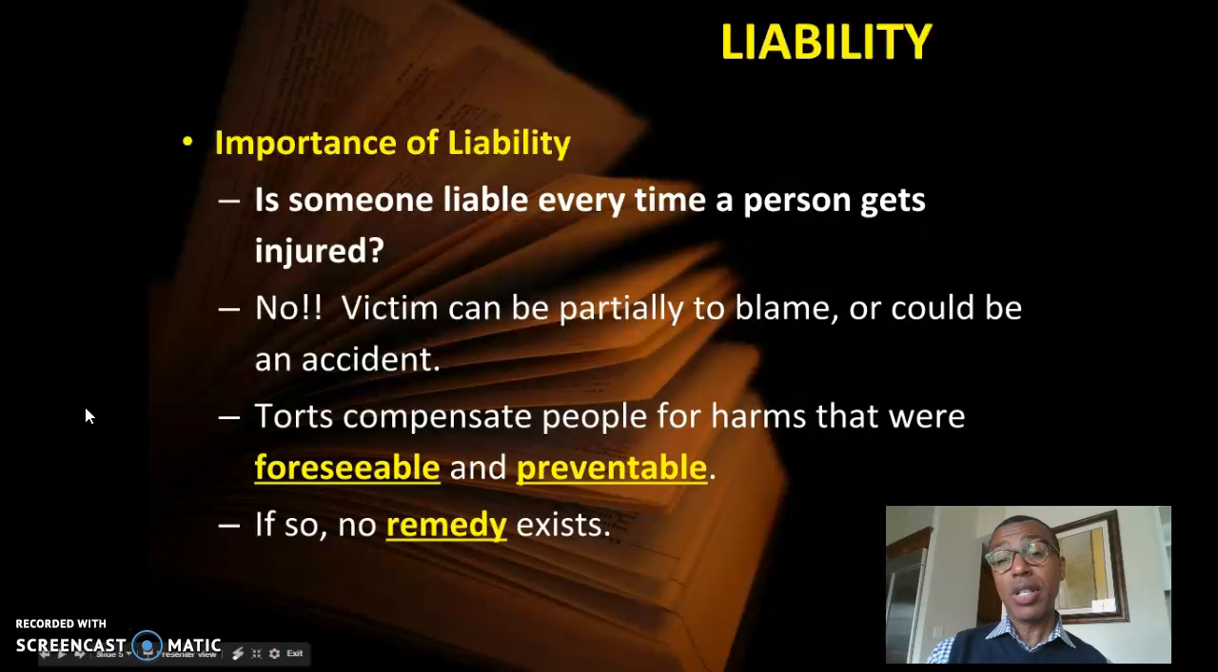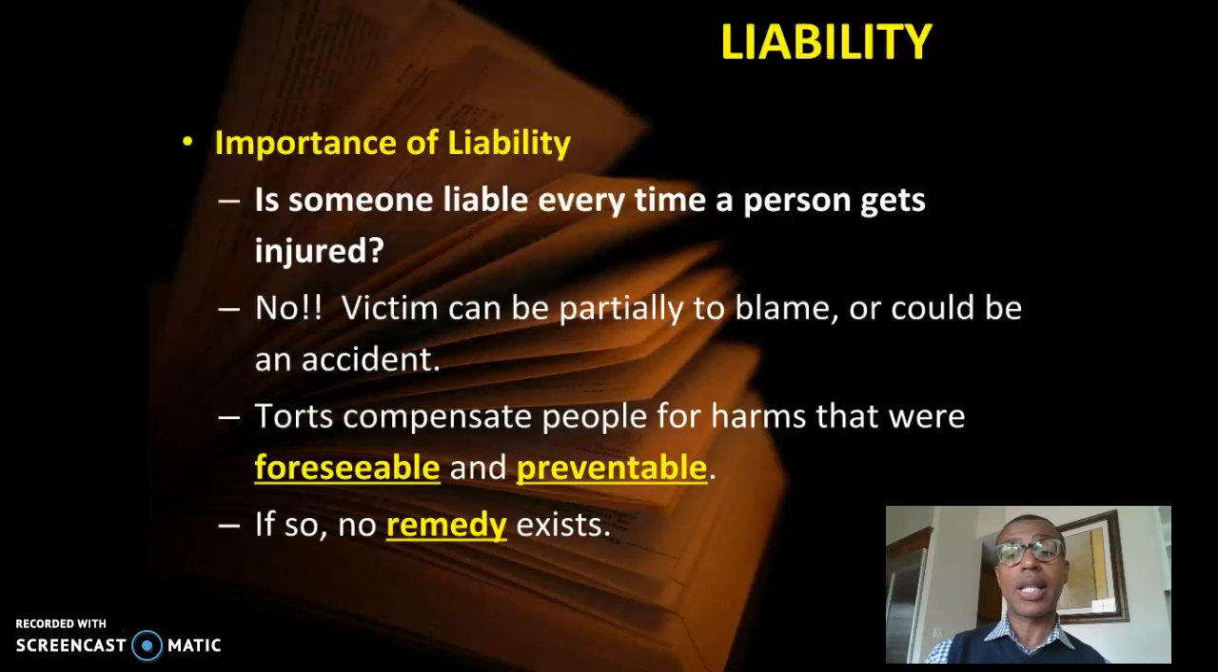Liability, we do need to kind of tackle this question as well. Is someone liable every time a person gets injured? Of course not. Sometimes the victim can be partially to blame, or it could simply be an accident. Torts compensate people for harms that were foreseeable and preventable. So let me just go over that one more time.